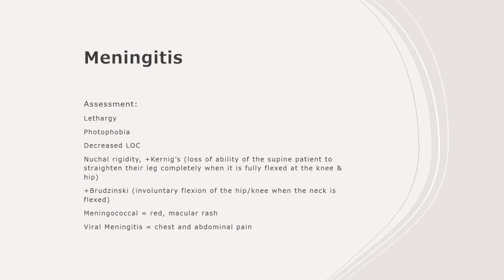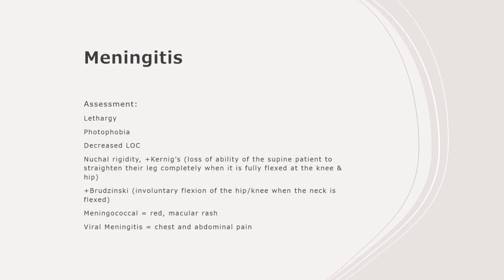So assessment findings in meningitis patients include lethargy, whatever you want to call it, photophobia, so a severe problem with sensitivity to light, and decreased level of consciousness. We also have what's called nuchal rigidity, where the neck is very stiff and difficult to bend. We have something called positive Koenig sign. That's a loss of ability of a patient who is lying flat to straighten their leg completely when it's flexed at the knee and hip. So that shows that there is meningeal irritability.